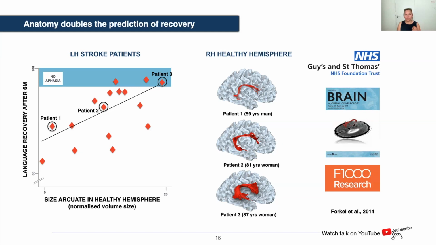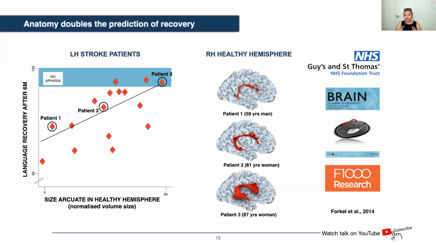The first one did not recover language well 6 months after the symptom onset, and we can see that the arcuate fasciculus on the right side is rather small. The second patient did better and recovered slightly better, with a slightly thicker connection in the right hemisphere. And then patient number 3, according to the Western Aphasia Battery, is fully back to normal, and that patient has a really thick, strong connection in the right hemisphere.